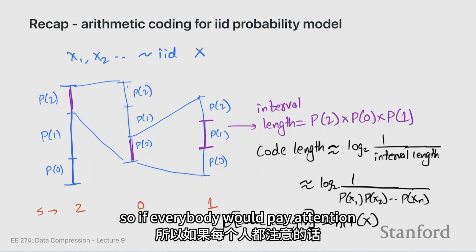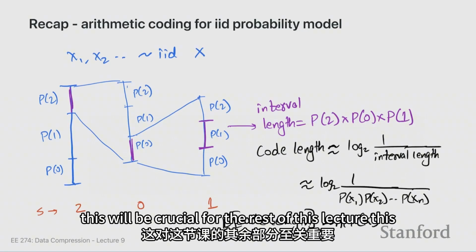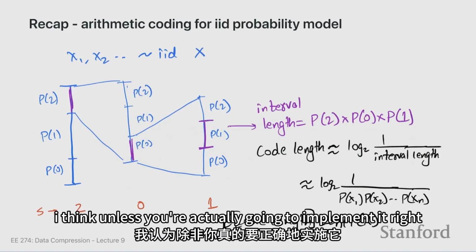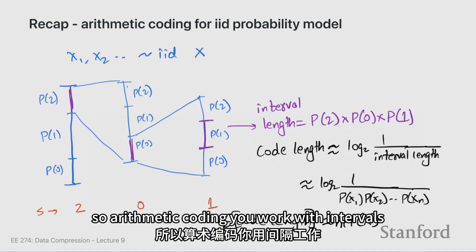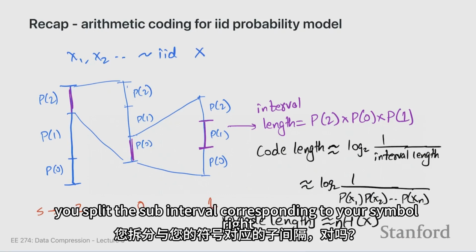So if everybody would pay attention, let's recap arithmetic coding. This will be crucial for the rest of this lecture. This is all you need to know about arithmetic coding in this lecture and just in general, unless you're actually going to implement it. So with arithmetic coding, you work with intervals, you divide the intervals into your symbols, and at every step you split the subinterval corresponding to your symbol.